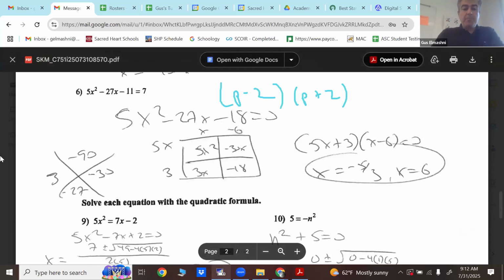For 5, best thing to do here is to move the 7 over. Sorry, 6. Move the 7 over, you get -18. And multiply AC, that's -90, -27 down below. What two numbers multiply -90 add to -27? 3 and -30, of course, right? 3 and -30. So yeah, so you get -27.